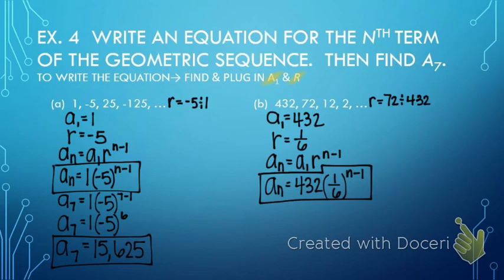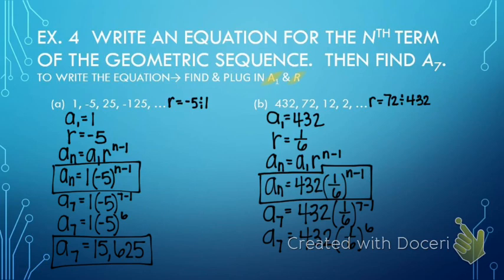Now, again, they've asked us to find a sub 7. So what are we plugging in place of n in our problem? 7. A 7. And again, what is 7 minus 1? 6. So we have 432 times 1/6 raised to the power of 6. Now again, from this point, just do all your work in the calculator. Do it in the right order though. So in parentheses, I'm plugging in 1/6. I'm raising that to the power of 6. And yes, it's going to give me a decimal, but that's okay.